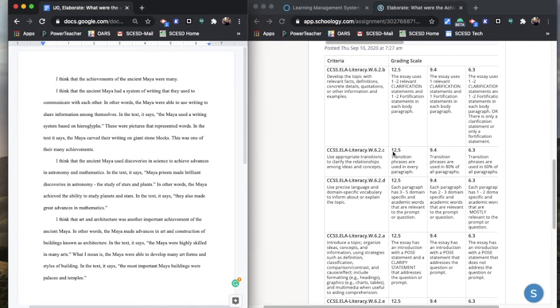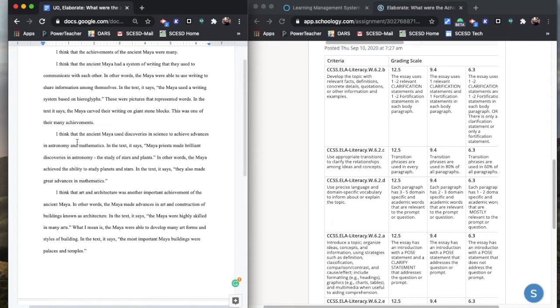So that's good. That means that we got a 12.5, and we saw all the other transition phrases that we use because we already looked for things like in other words, in the text it says, I think that, and we can clearly see that each of those are in each of these paragraphs, right?